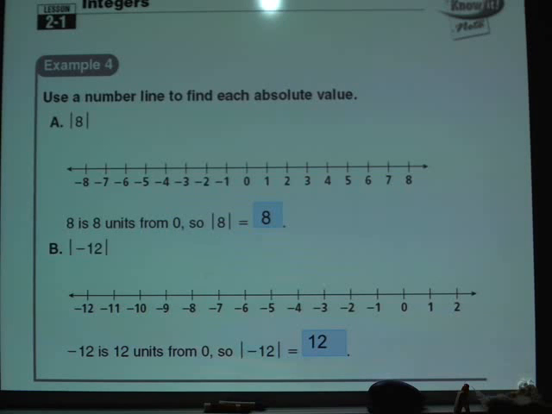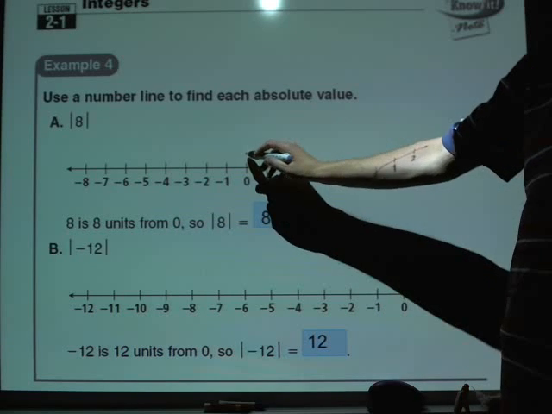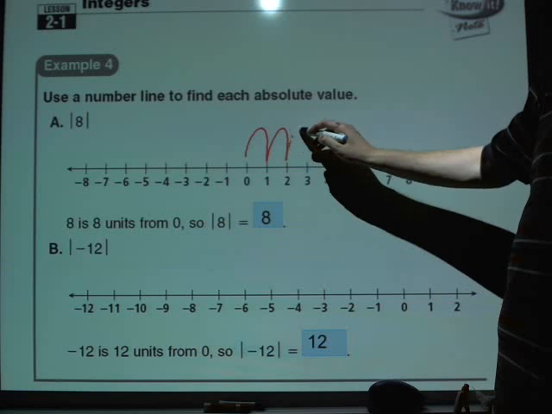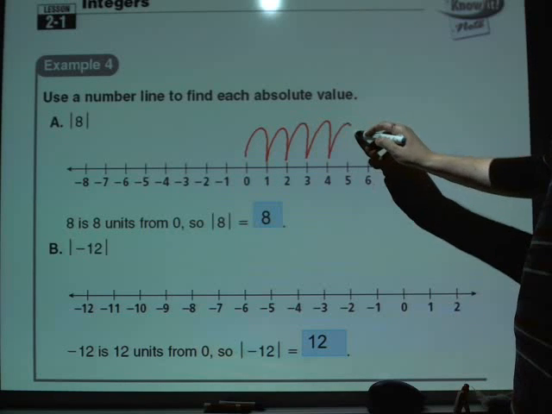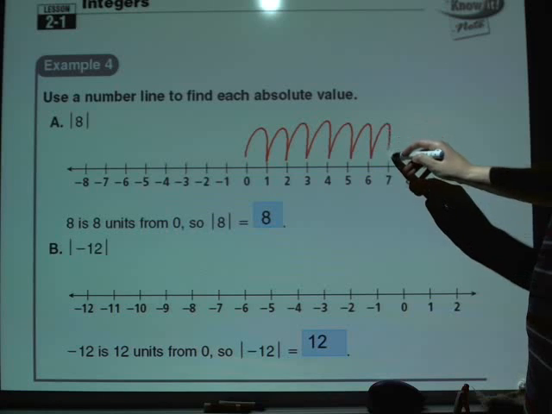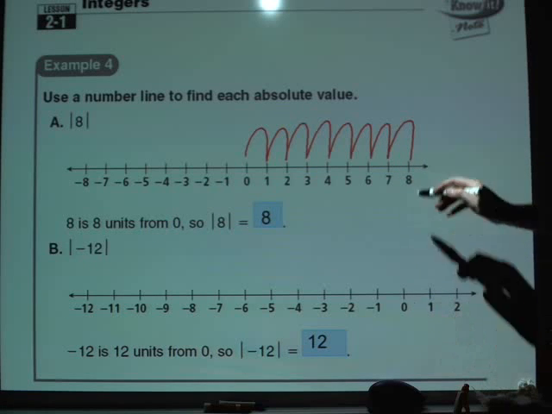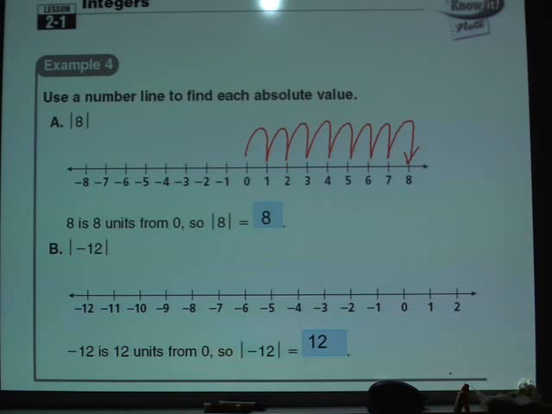So what I'm going to do is count off how many jumps it takes me to get from 0 to 8 on the number line. As I start counting here, I see that it's 1, 2, 3, 4, 5, 6, 7, 8 jumps to get from 0 to 8 on the number line. Since it takes me 8 jumps, the absolute value of 8 is 8. Done.